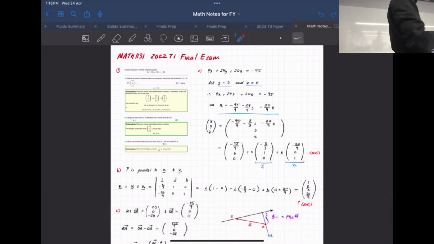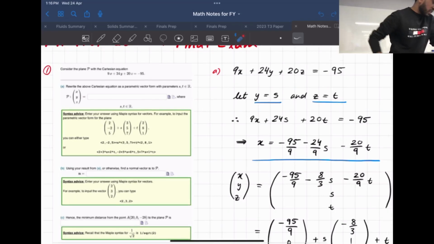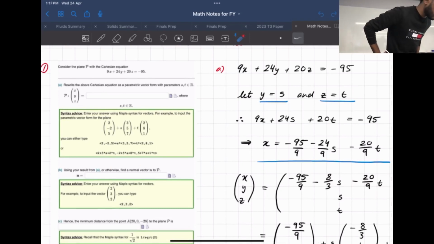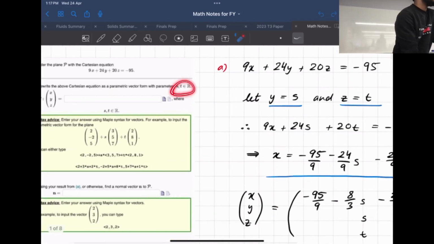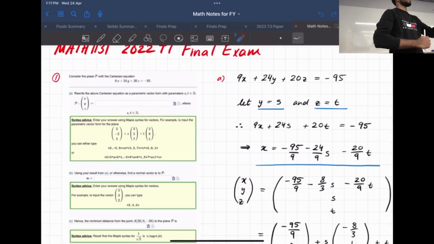All right. So the first question we have is: consider the plane P with Cartesian equation 9x plus 24y plus 20z minus 95. You guys are probably going to have different values. These are the values that Jared sent to me. So they've told us to rewrite the above Cartesian equation as a parametric vector form with parameters s and t, which lie within the real numbers. All right. So these are questions straight from the lectures.